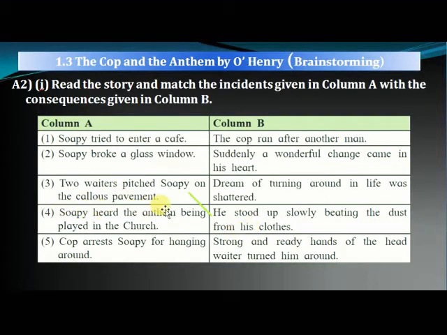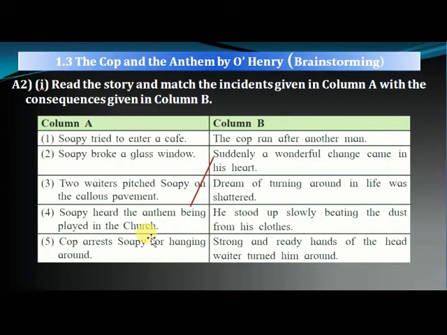Next is: Sophie heard the anthem being played in the church. What happens? When this happens, suddenly Sophie remembers all his good old young days, his youth days, where he was surrounded by all the people around him, and now he doesn't have any people around him. And suddenly a wonderful change came in his heart. He decides that tomorrow I'm going to find a job and I'm going to be a nice person. Then what happens?